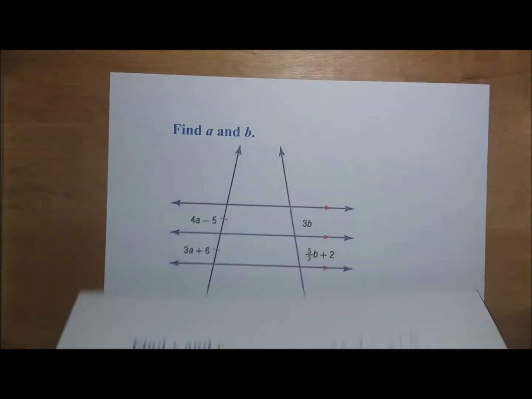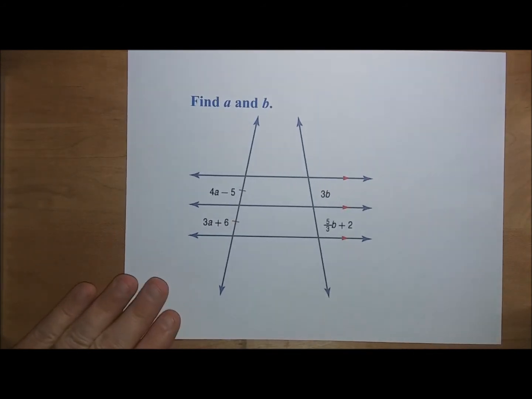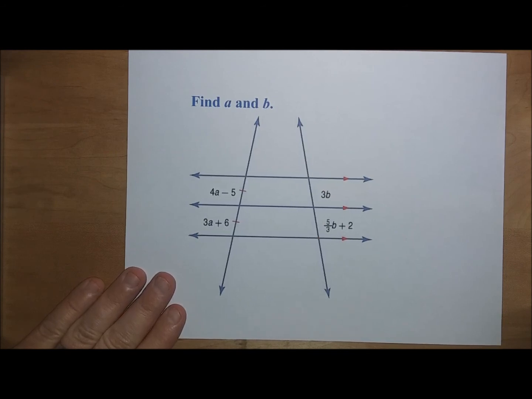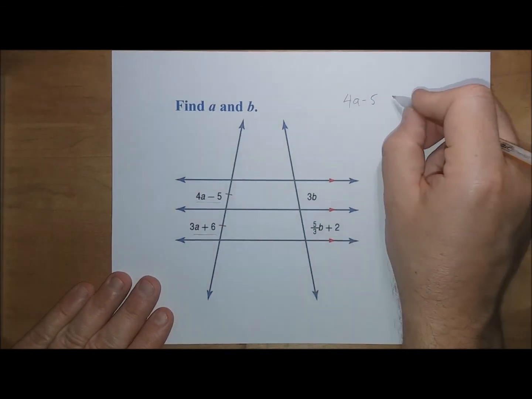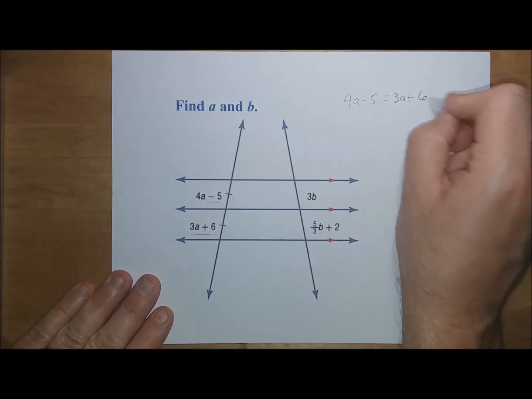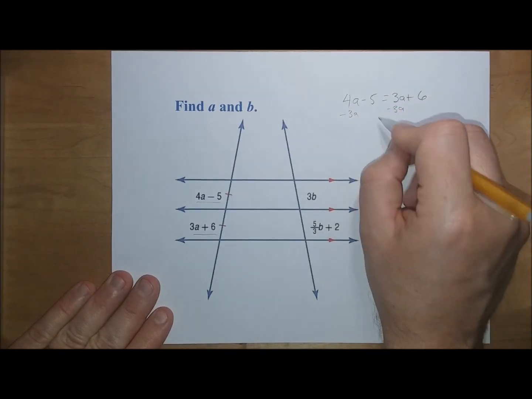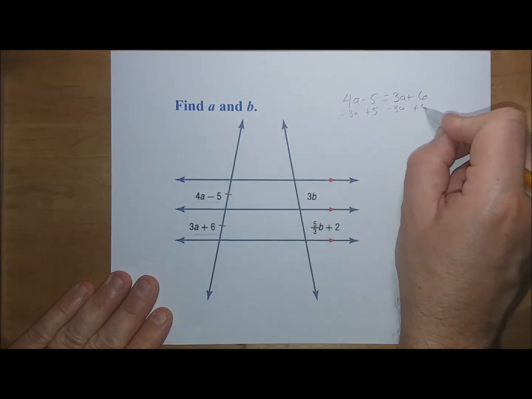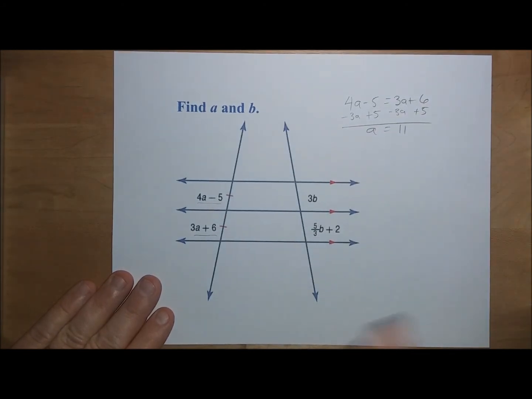Let's take a look at this last guy here, looking to find a and b. Okay. How about a? A looks good because these two segments are congruent. These two expressions must be equal to one another. So I can grab those. 4a minus 5 must equal 3a plus 6. I'll subtract 3a from both sides. Add 5 to both sides at the same time. And I get a equals 11. Good. But how do I find b?